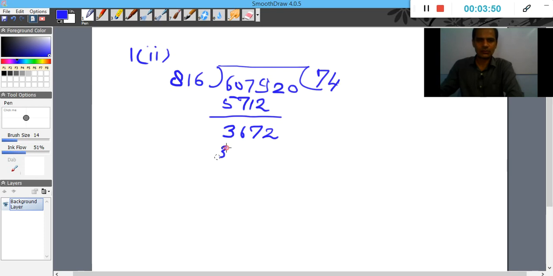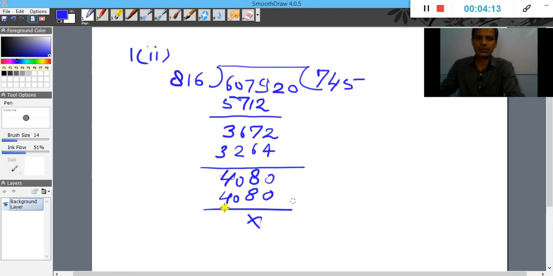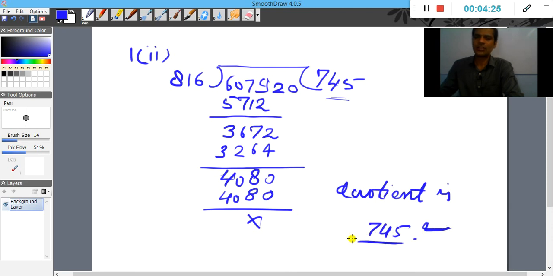The number is 3264, that is 3264. After subtraction we have 408. Now copy this 0, last 0, and it comes 5 times. So 5 sixes are 30, 3 carry, 5 ones are 5 plus 3 is 8, and 5 eights are 40. So the remainder is 0. Now 745 is the quotient, so you can write quotient is 745. This is the answer.